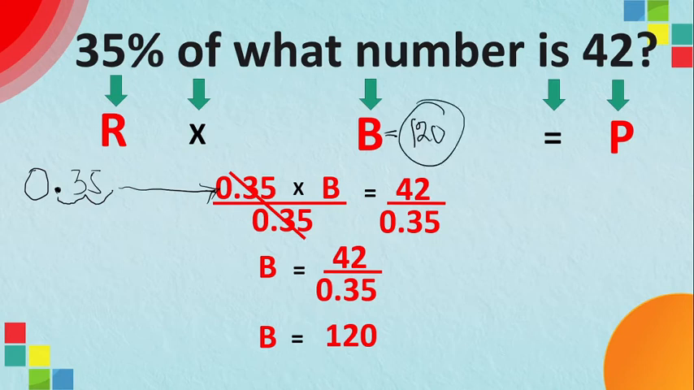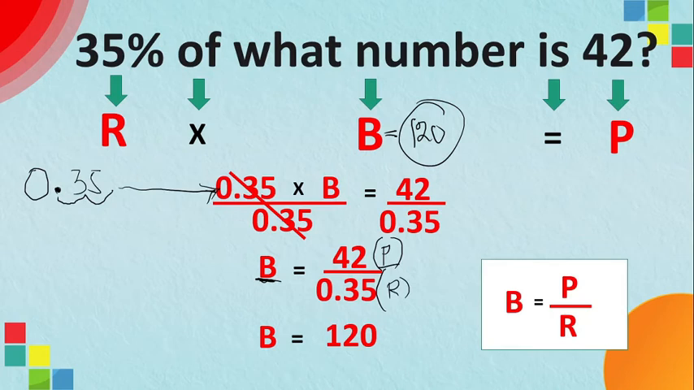Based on the solution that we performed, we can derive a formula that if base is the missing element, since 42 is named P and 0.35 is the rate, in getting the base all we have to do is divide percentage by the rate. The formula is base equals P divided by R, or percentage divided by R.